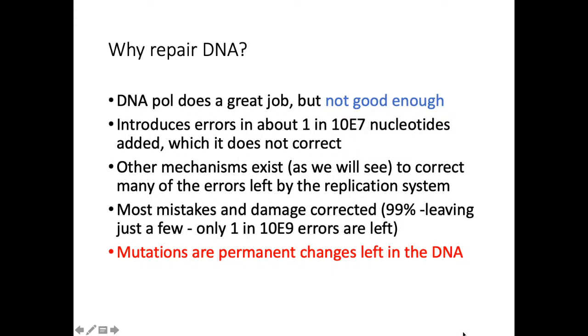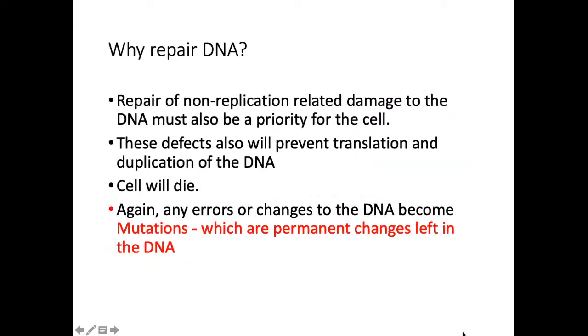So if 10 to the power 7 nucleotides are produced, then out of them one would be an error, and that is a lot. A single error is a lot. Then why a DNA repair system? Repair of non-replication related damage to the DNA must also be a priority for the cells. These defects will prevent transcription and duplication of the DNA, and the cell will die. So any error or change to the DNA becomes a mutation, which is permanent and cannot be changed afterwards in the DNA.